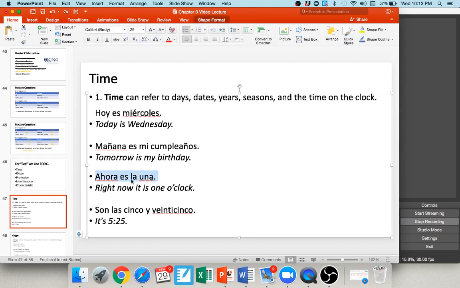So son las 5:21. Ahora es la una. Right now it's 1. Mañana es mi cumpleaños. Tomorrow is my birthday. Well, my birthday is a specific day. It's a time. Mañana es mi cumpleaños. Or hoy es miércoles. Today is Wednesday. That's a specific day of the week. Again, time can be days, dates, years, seasons, time on a clock.